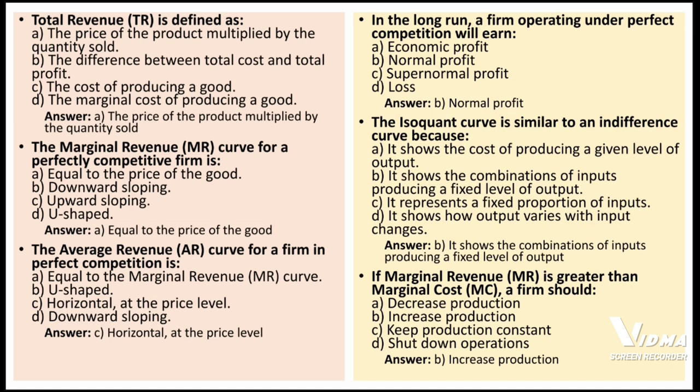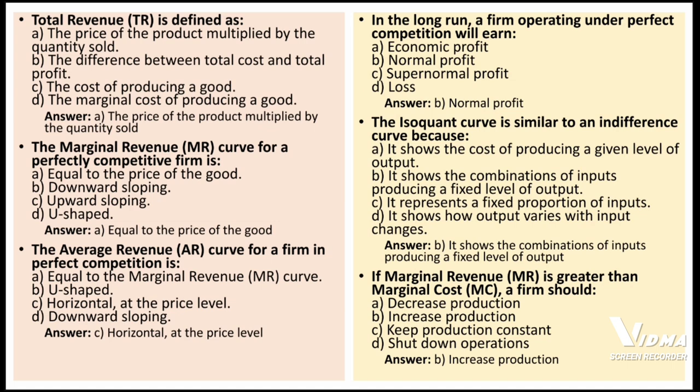Answer is A. The price of product multiplied by the quantity sold. The marginal revenue curve in a perfectly competitive market is. Answer is A. Equal to the price of a good. The average revenue curve for a firm in perfect competition is. Answer is C. Horizontal at price level. In the long run, the firm operating under perfect competition will earn. Answer is B. Normal profit.